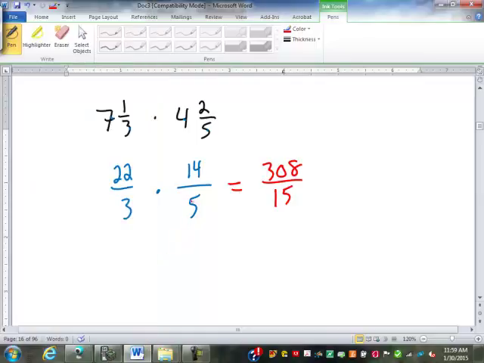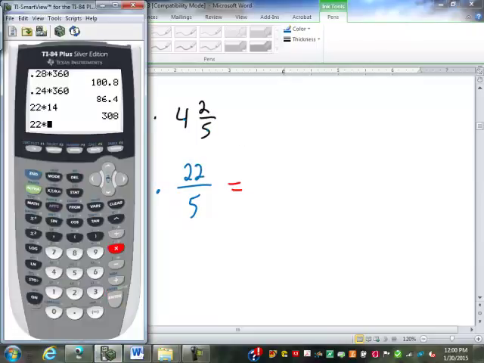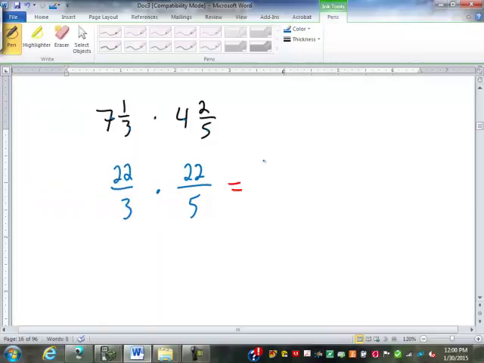What's that? Oh, this would be 22/5. That's why. Thank you. Yeah, I don't know where I got 12. 4 times 5 is 20. Plus 2 is 22. Thank you. Some days the little hamster doesn't go all the way on the wheel. So it's 22 times 22 is 484 over 15.